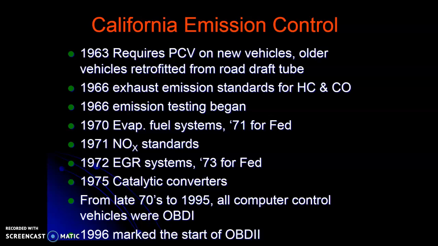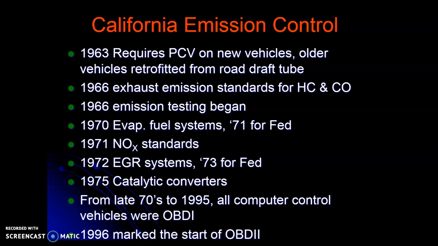And then from the late 70s to 95, all computer-controlled vehicles were OBD1. We talked a little bit about that in that ignition video, onboard diagnostic generation 1. And then in 96 was the start of OBD2. A lot of that has to do with emission standards set forth by not only CAFE, but CARB, the California Air Resources Board, and the Bureau of Automotive Repair. There are standards that are not just state, but also federal. And a lot of these advancements in cars come from those standards.